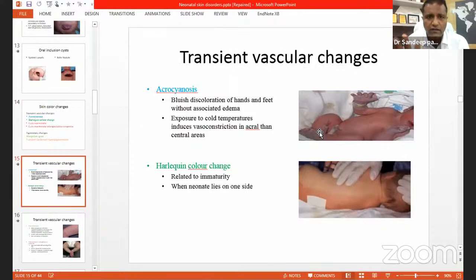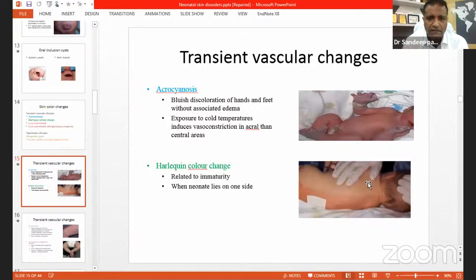Acrocyanosis, as it is called, is secondary to cold stress. So if such things are there, you can consider keeping the baby's temperature in a normal zone and try to warm the child. The baby will recover with that.